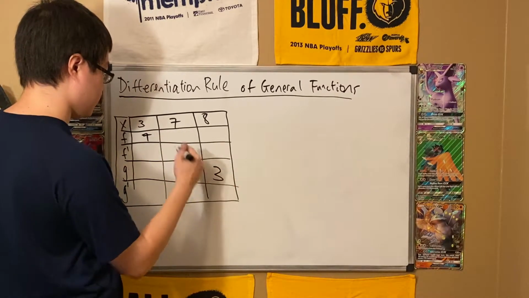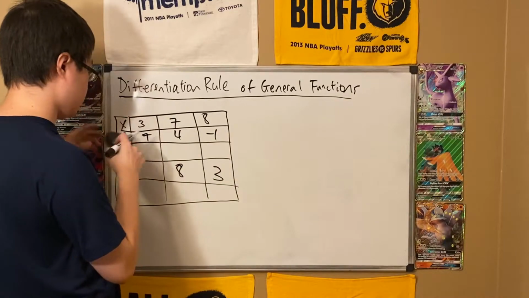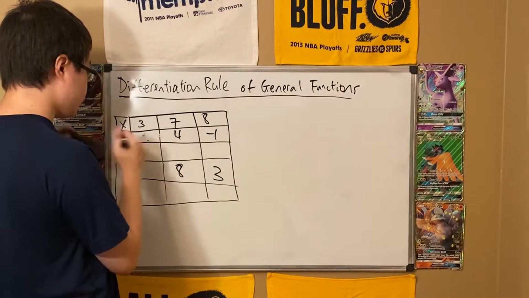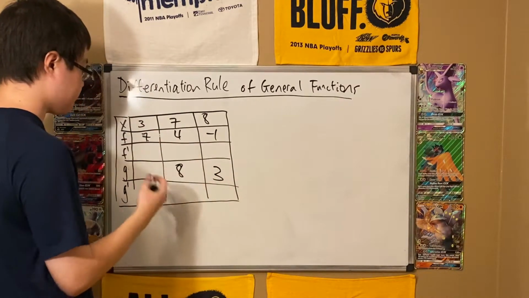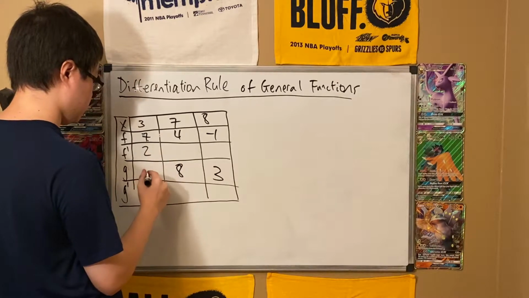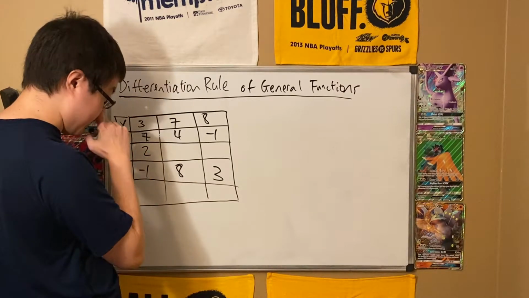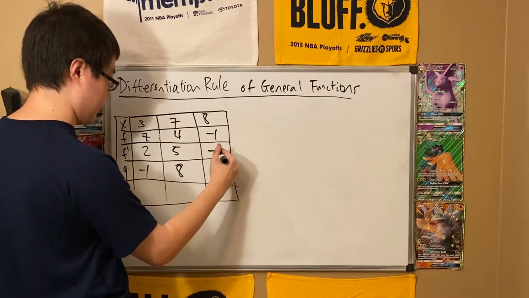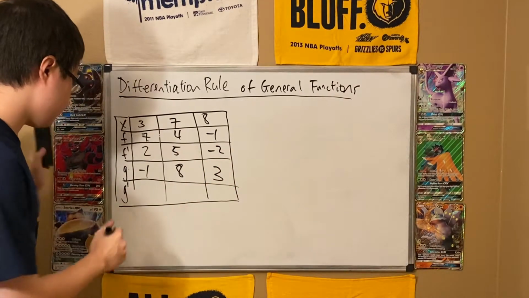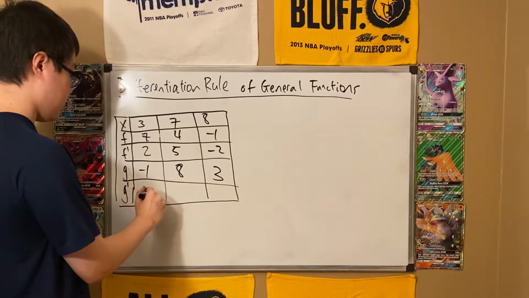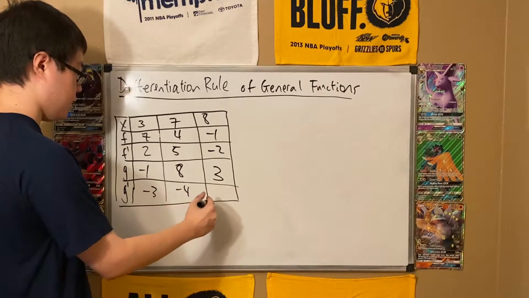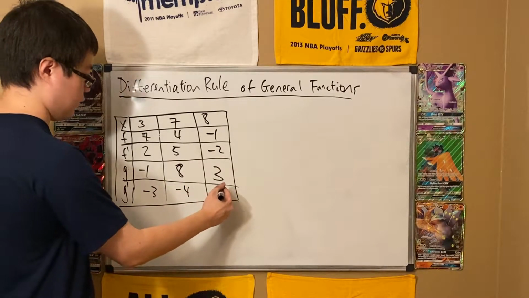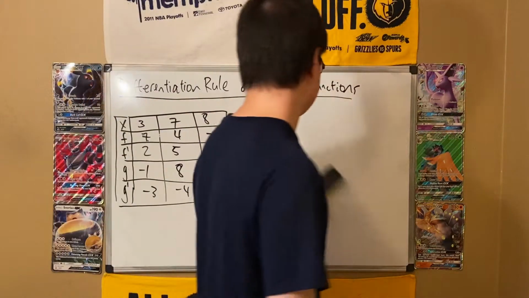Let's put 3 right here. And let's just put in random numbers. So 4, -1. Probably should keep these values as small as possible, so let's change this to a 2. Let's do this as -1. Let's do 5 and -2. Finally, last row, random numbers as well. Let's do -3, -4, and a nice little 1 because sometimes it's nice to multiply by 1.